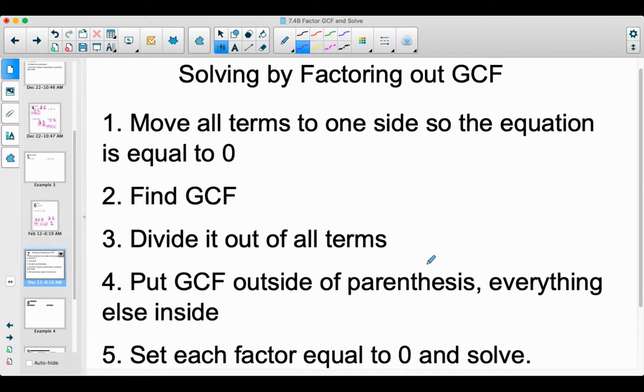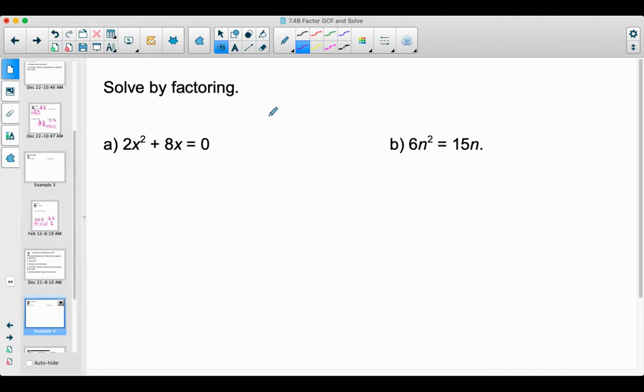So step one, you want to have all those terms on one side of the equation so that it is equal to 0. The next thing you want to do is actually find your GCF, divide it all out, and put it in parentheses. So steps 2, 3, and 4 are the same as the steps that we just previously did. And then step 5, we're going to take each of those factors and set them equal to 0 to solve. So let's take a look at our first example.